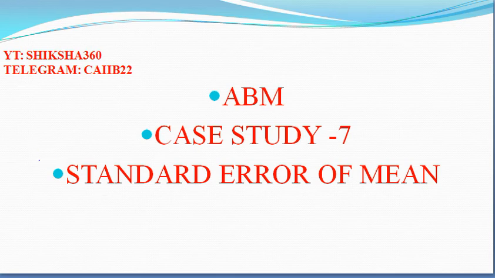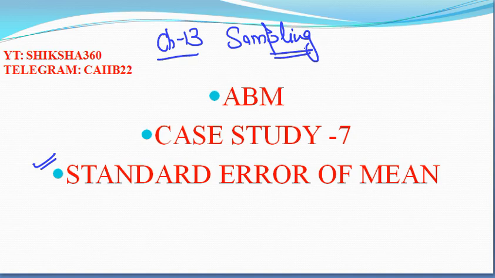That case study is based on standard error of mean, as we have already discussed in chapter number 13, that is sampling method. Today we will provide you a total of 5 case studies on this chapter. Many questions are already provided in your Telegram group. Today we will provide the first case study, that is standard error of mean: what is the meaning of that and how we have to solve this. The rest of the case studies will be provided in your specific ABM Telegram group. So let's start today's session. Case study number 7, that is standard error of mean.